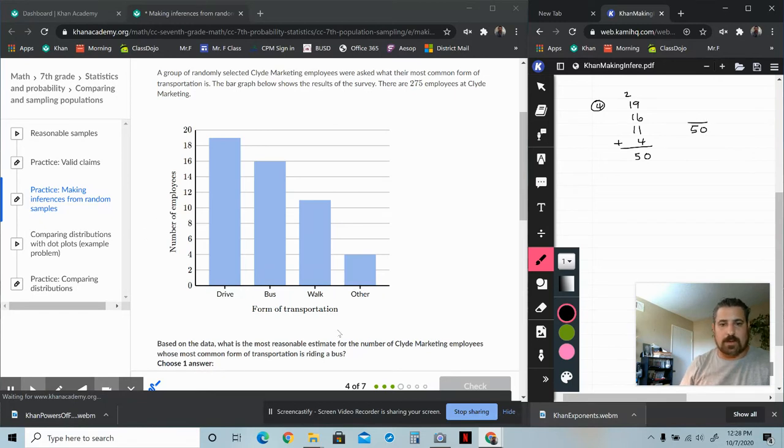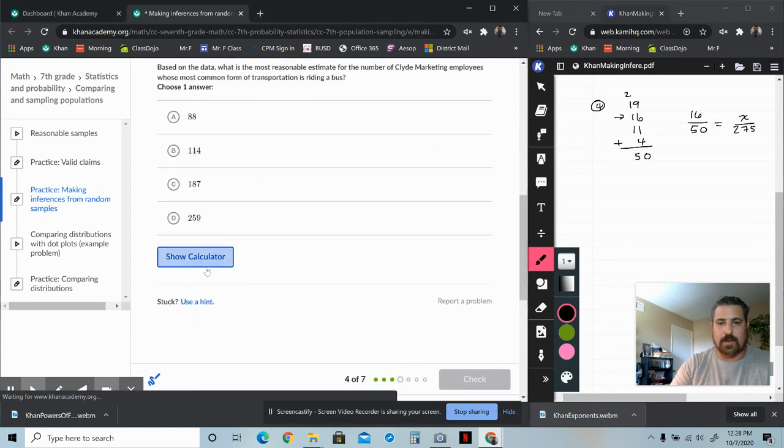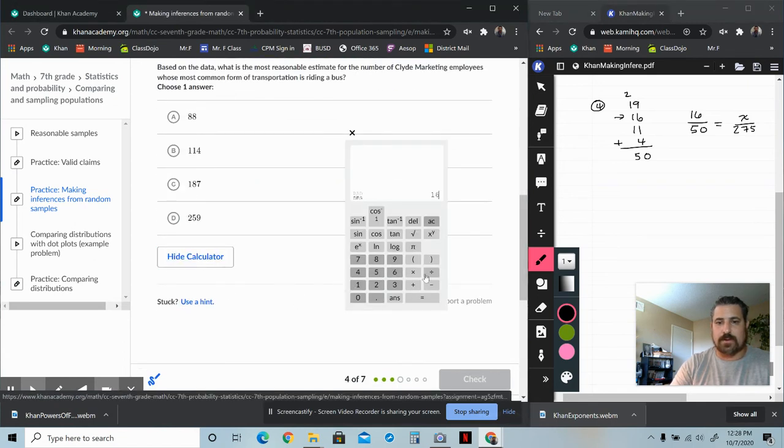How many of them were riding a bus? 16. So 16 out of 50 were riding a bus. We know there are 275 employees total. So how many would that be out of 275? This is a proportion. So mathematically, all you've got to do is grab the calculator. You go 16 divided by 50. Get the decimal or percent, which is 0.32, 32% of the people surveyed ride the bus. So then what is 32% of the total 275? You just multiply that by 275.